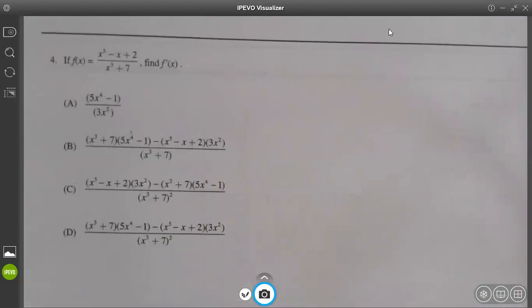Now this one is the one you guys are trying to do. So this is quotient rule. There's not a limit. It just says take the derivative. So we're going to do quotient rule. So what do we do first?